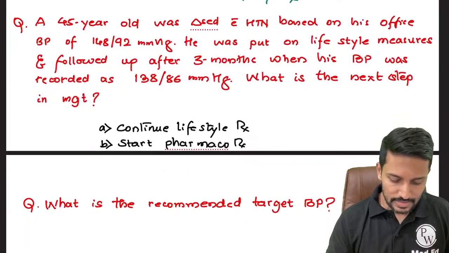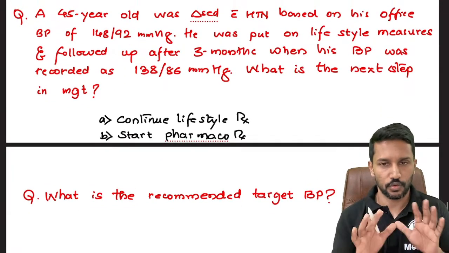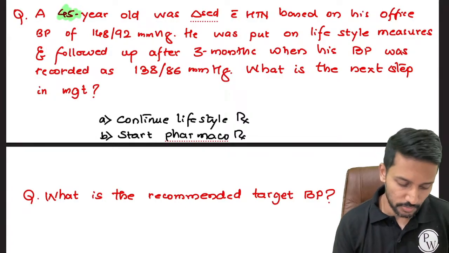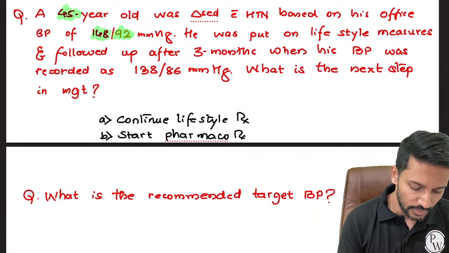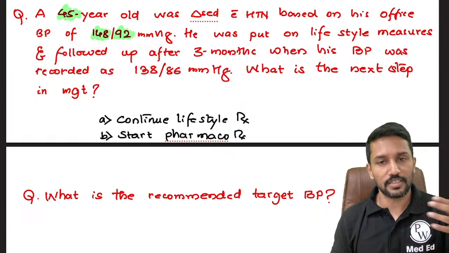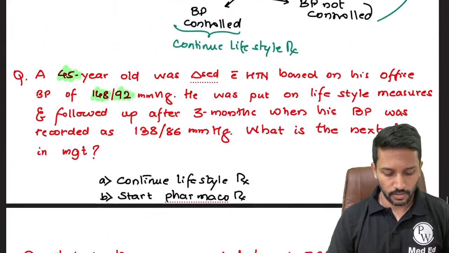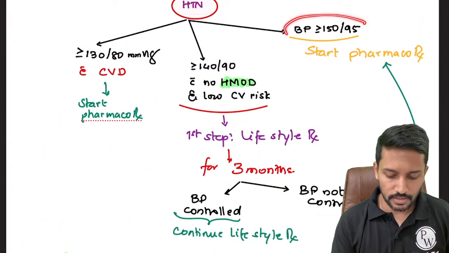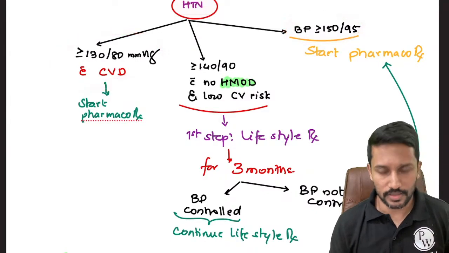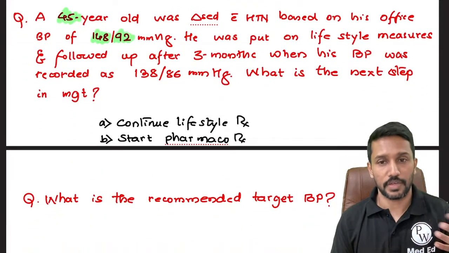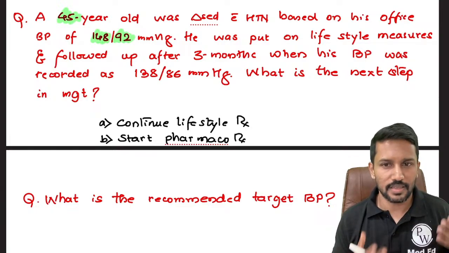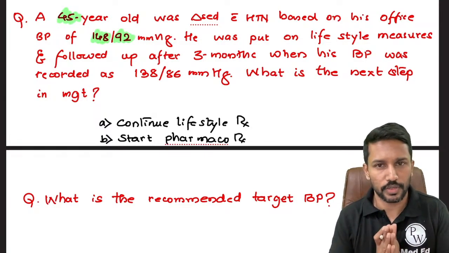So I will give you a scenario. Tell me what you want to do here. You are familiar with the approach, right? So in this question, we have a 45-year-old who is diagnosed with hypertension based on his office BP of 148/92, right? In such a situation, should I directly start the medication? We would directly start medication if it is 150/95 or if 130/80 with coronary vascular disease. So in the history, nothing of that sort, such as chronic stable angina, IHD or heart failure, is mentioned. So obviously this patient does not require direct initiation of pharmacotherapy.